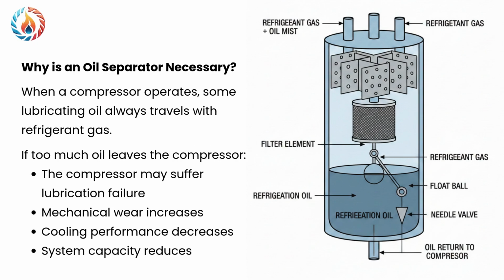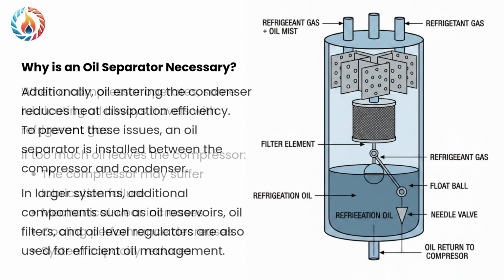Why is an oil separator necessary? When a compressor operates, some lubricating oil always travels with refrigerant gas. If too much oil leaves, the compressor may suffer lubrication failure. Mechanical wear increases. Cooling performance decreases. System capacity reduces. Additionally, oil entering the condenser reduces heat dissipation efficiency. To prevent these issues, an oil separator is installed between the compressor and condenser. In larger systems, additional components such as oil reservoirs, oil filters, and oil level regulators are also used for efficient oil management.